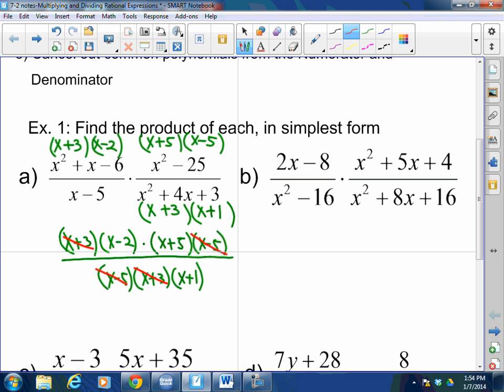So we're left with x minus 2 times x plus 5 over x plus 1. And you can leave it just like that. Now, can you multiply this out? Yes, you can. But there's no point in doing that, because if you did multiply it out, you want to refactor it to make sure you can't simplify any further.